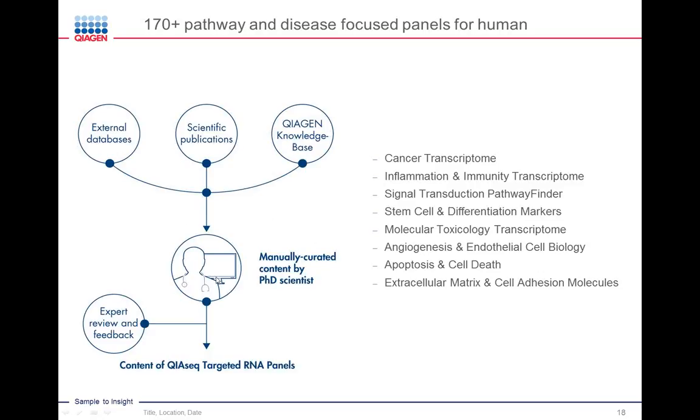The content has been manually curated by PhD scientists to come up with basically eight different large panels, like the cancer transcriptome, inflammation and immunity transcriptome, the signal transduction pathway finder, and so on and so forth, as you see on this slide over here. But we've also taken the content of all the qPCR arrays and translated them to RNA-Seq panels. So we have more than 170 different pathway and disease-focused panels for human RNA analysis only.